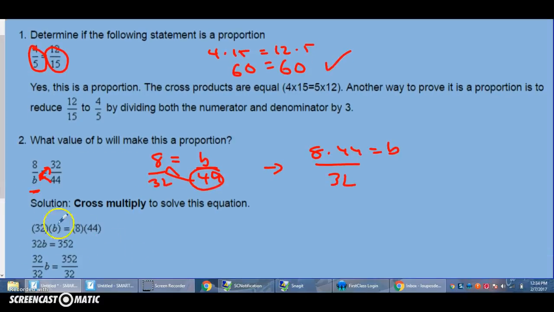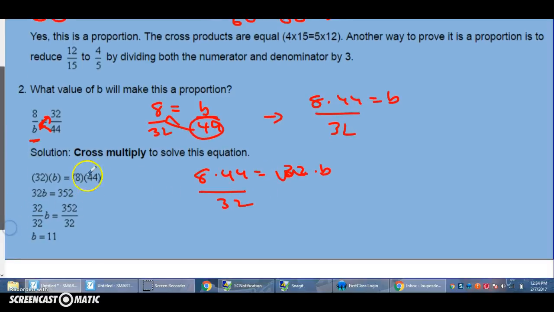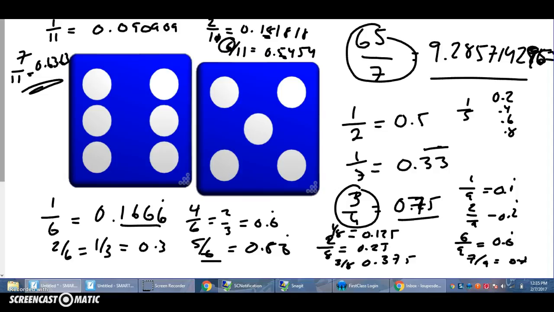Okay, and what they've done here a little bit differently, they've cross-multiplied to get 8 times 44 is equal to 32B. But then you notice you end up doing the same thing anyway. You find out what this answer is, then you divide by 32 to get B. Okay, so either way, it's the exact same thing. If this way is easier for you, then stick with that way. And we'll keep going.